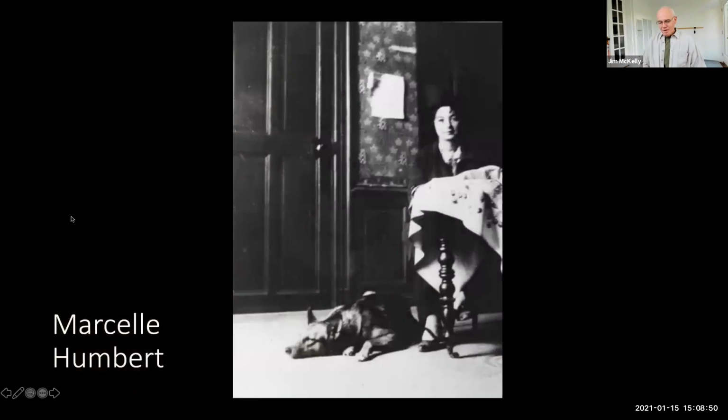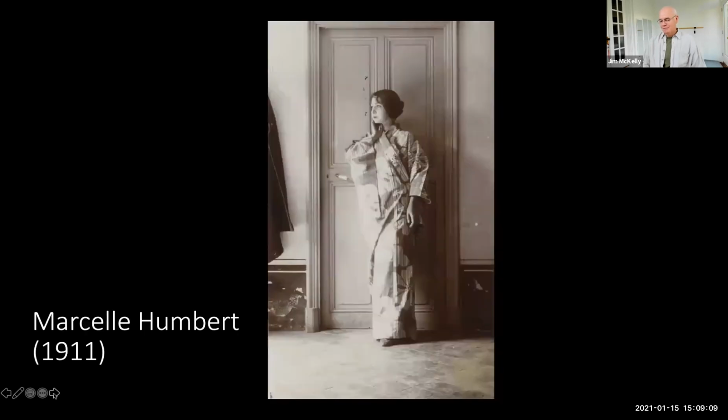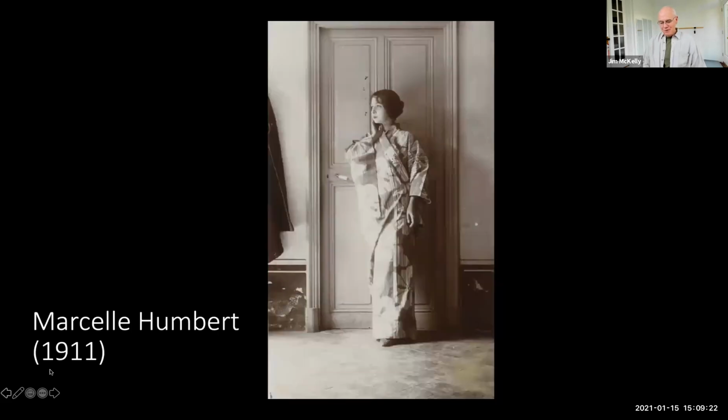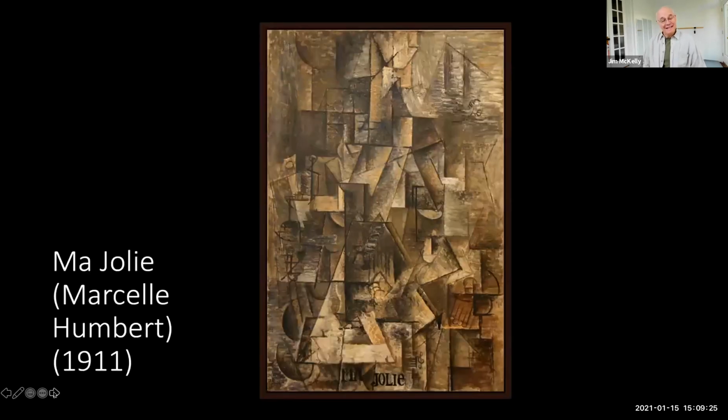Okay, there's Marcel Humbert. She's a later mistress of Picasso. Great dog, huh? Okay, get a sense of what she looked like. There she is again. 1911. And there's the portrait, 1911. I mean, this portrait and this painting executed in the same year.